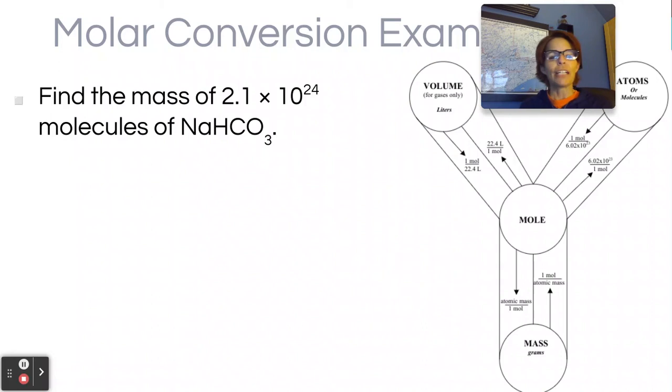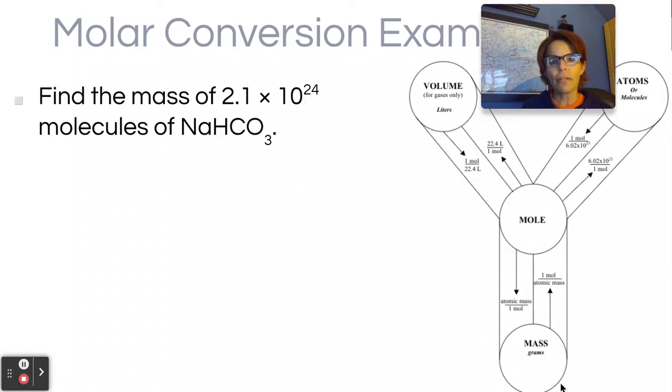All right, let's do one last one, and this one is a harder one. It says find the mass of 2.1 times 10 to the 24th molecules. So we're starting in the upper right-hand corner of the mole roadmap. And we want to find mass, so we need to go all the way down to the bottom of the mole roadmap. That's 2 steps. Remember when we did the eggs in the boxcar, we had 3 steps? This is a 2-step conversion problem.